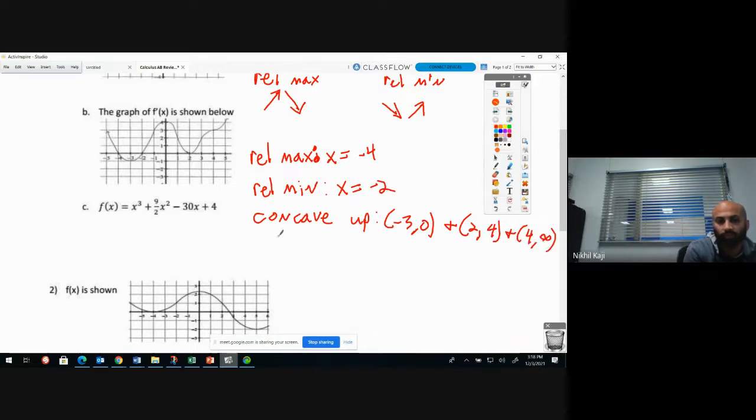All right. Concave down. That's when my second derivative is negative, which means the slope of my f prime is negative. That's when we're going down. -infinity to -3, and 0 to 2. Inflection points, that's when it changed.